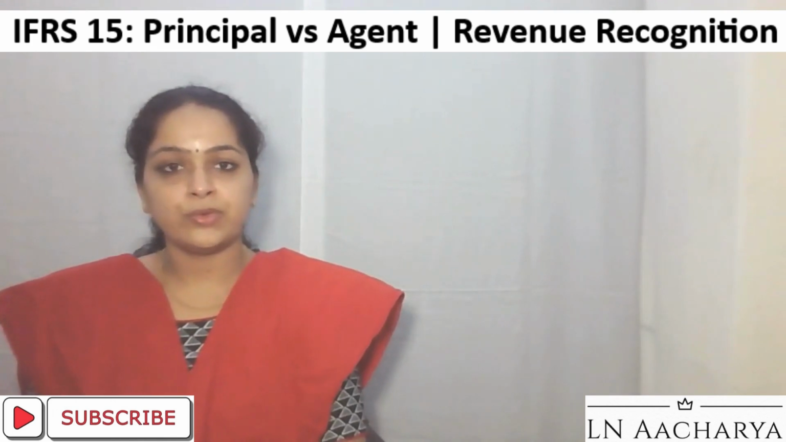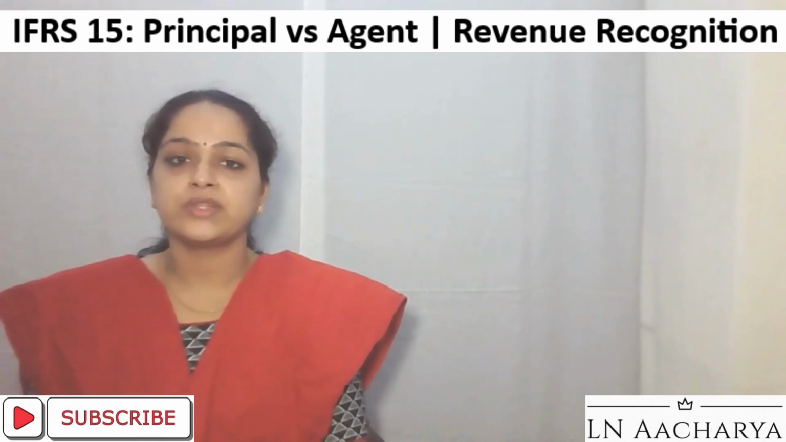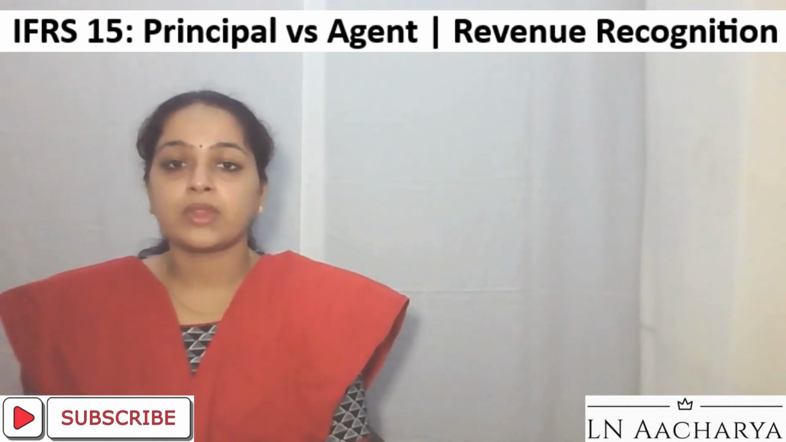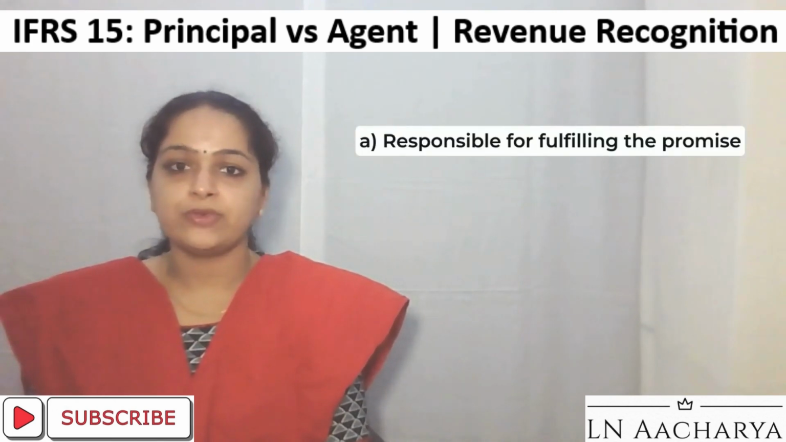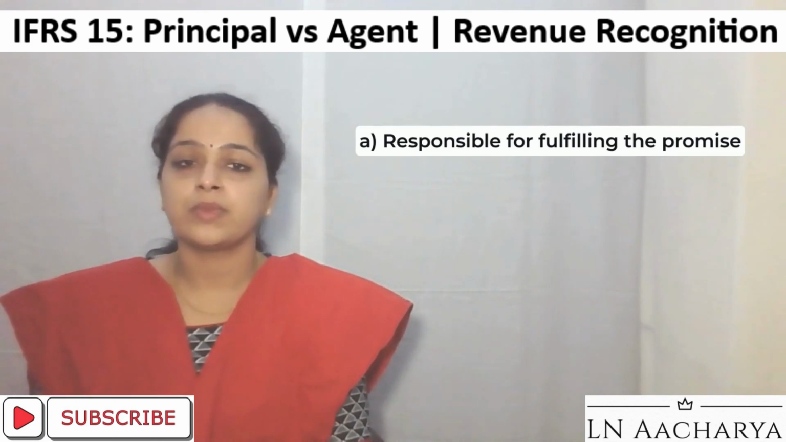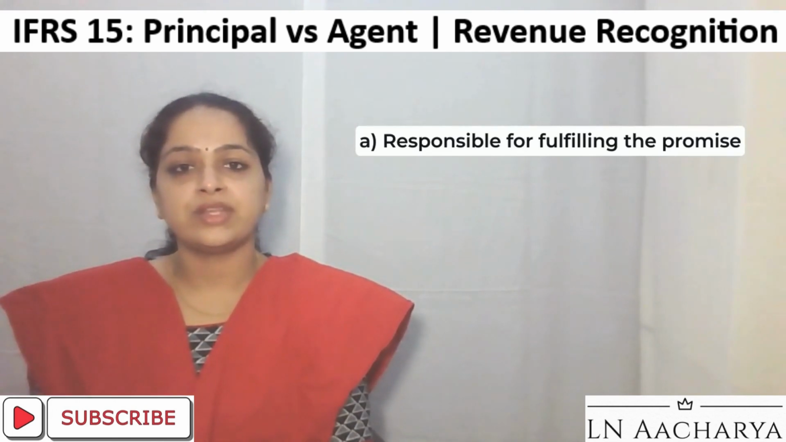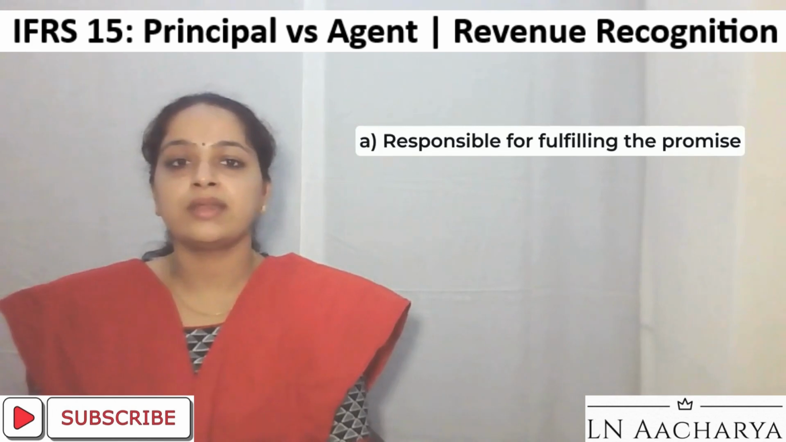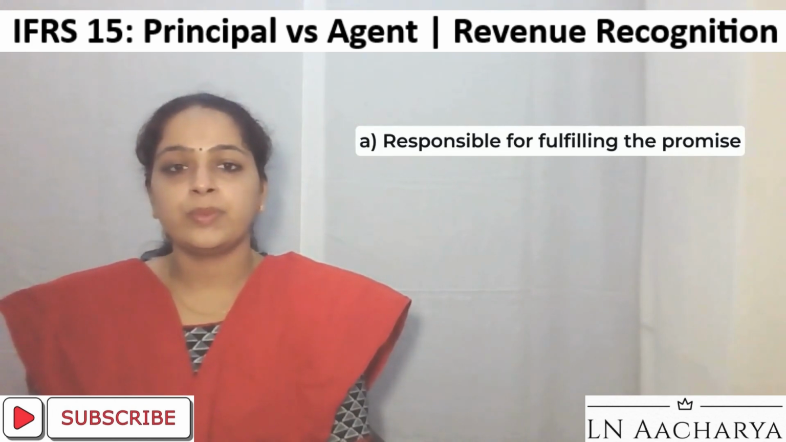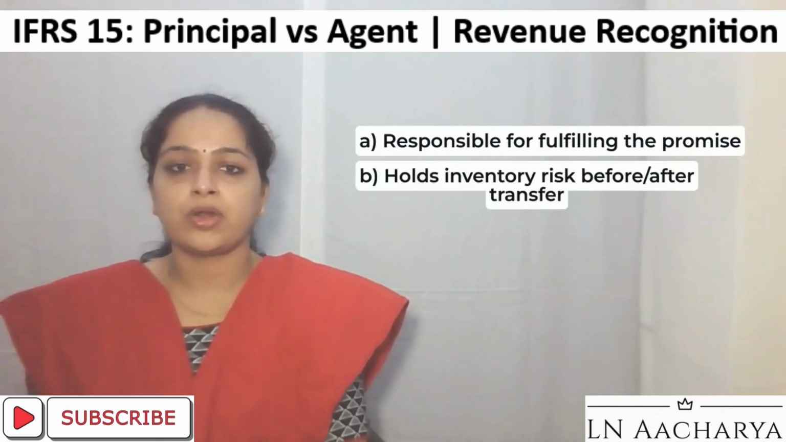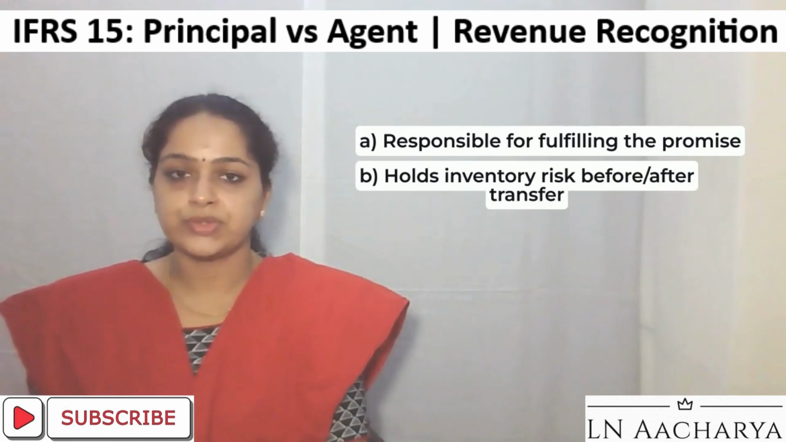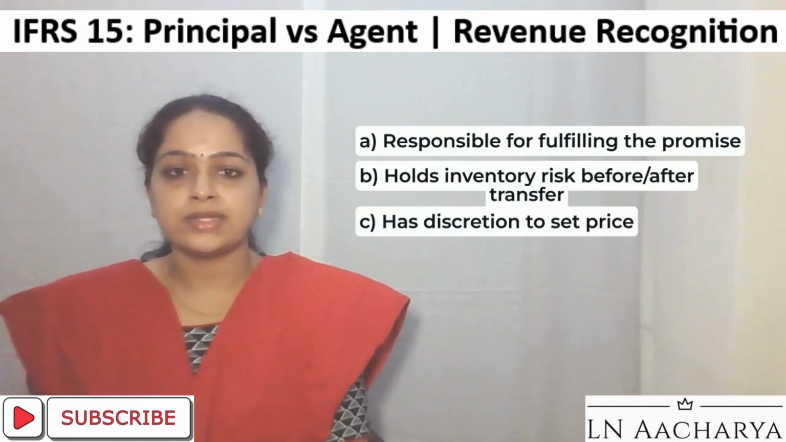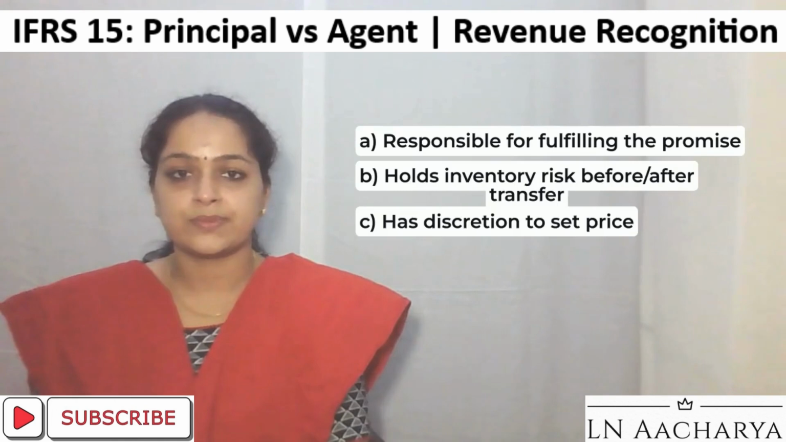IFRS 15 gives us a few indicators that help to determine whether the principal controls the specified good or service before it's transferred to the customer. 1. The principal is responsible for delivering the product or service to the customer, meaning he ensures that it reaches the customer as promised and meets the agreed upon terms. 2. The principal takes on the inventory risk if the product is lost, damaged, or returned, meaning he bears the financial loss associated with these kinds of issues. And 3. The principal decides the price of the product or the service.